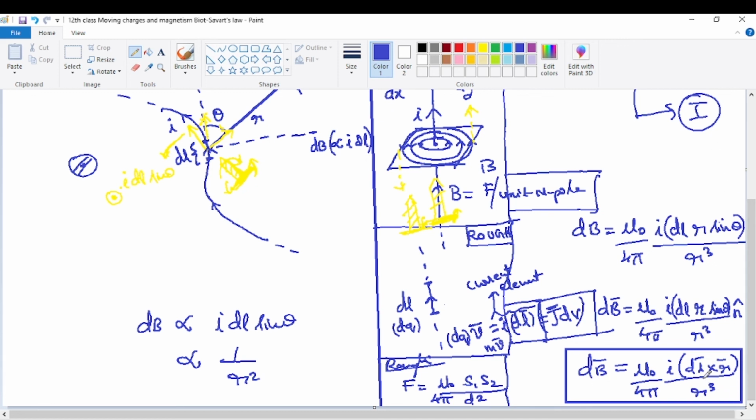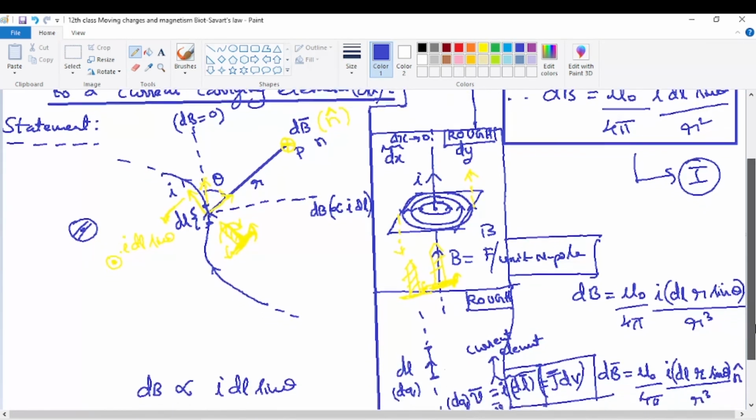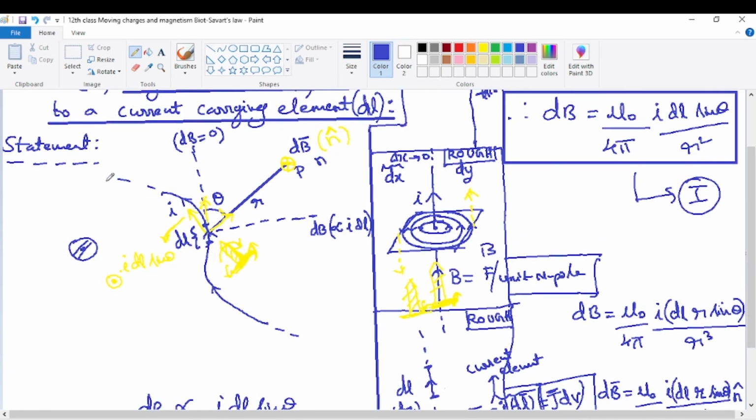So the direction of dB is perpendicular to the plane containing dl and r, the two vectors dl and r. That's the final thing. So this is the complete Biot-Savart's law. Nowhere is any complication there, everything is simple. Now the thing is how to fill up this statement. 6 lines, I already said, will be coming, so I have to remove all the yellow color things.